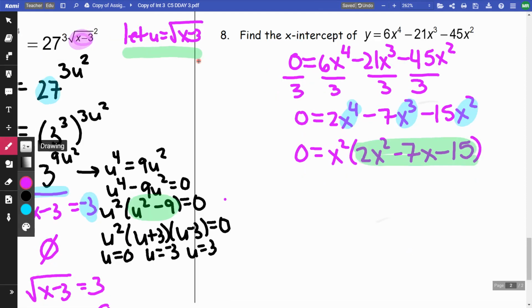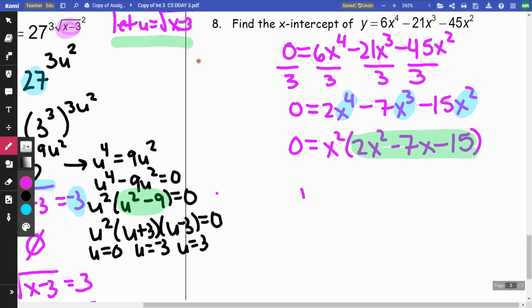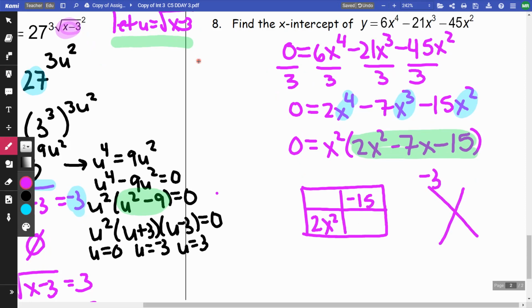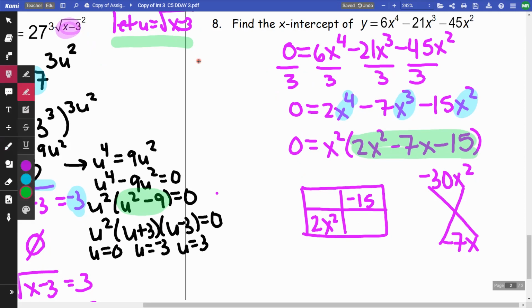This would be one of the box to diamonds, so let me just do a box to diamond. I'm going to have a 2x squared and a -15. I want it to multiply to a -30x squared and add to a -7x. And we really have to pay attention to the signs. Some of us have been a little lazy with signs lately.